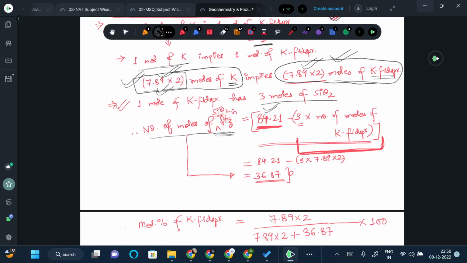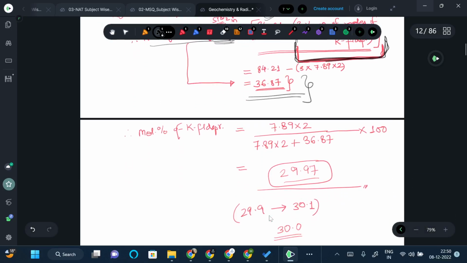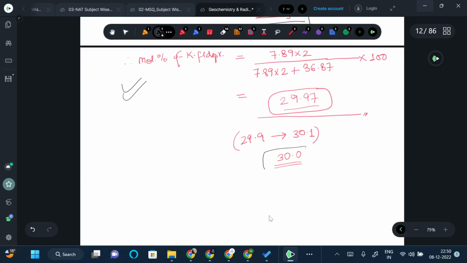So we will subtract the consumed part. Here this bracket is the consumed part, 3 times the number of moles of K feldspar. So this much SiO2 is getting consumed to form K feldspar. By this we get the unconsumed molar proportion of SiO2 to form quartz, the free silica. Then the calculation is pretty simple. So this is the answer.